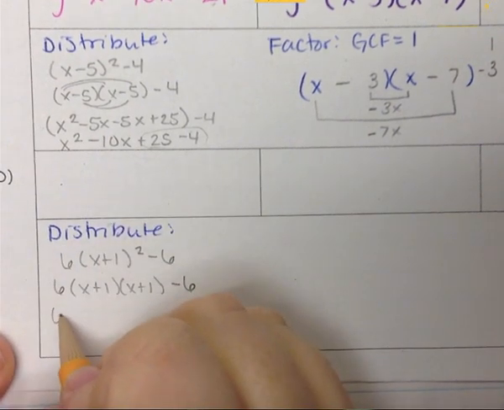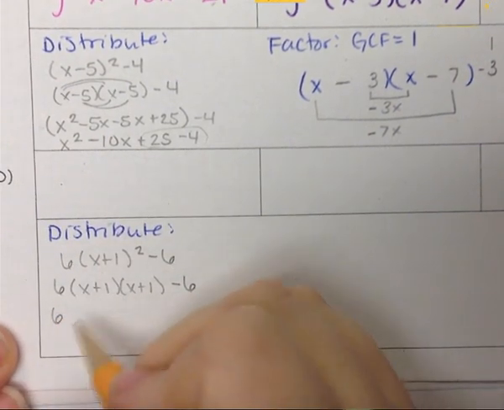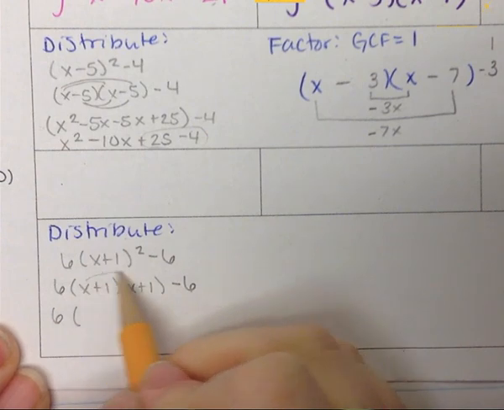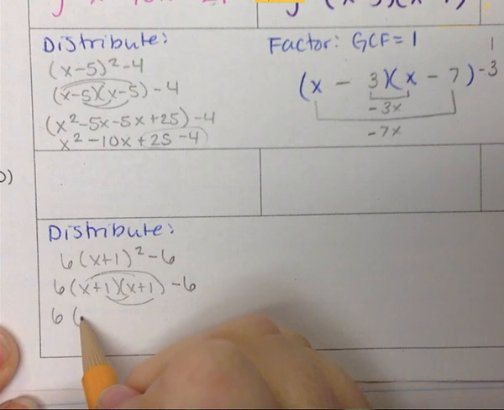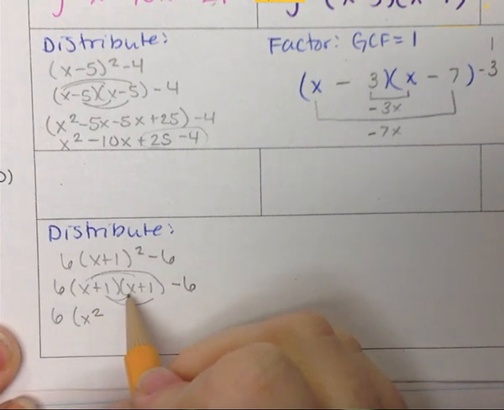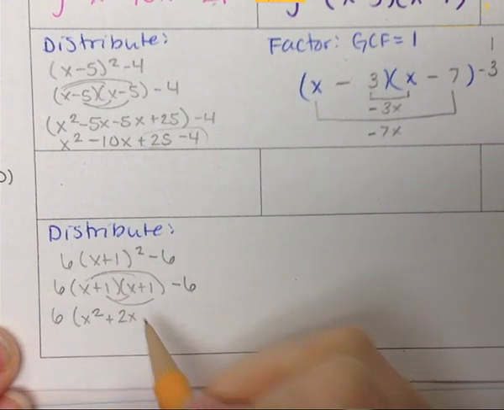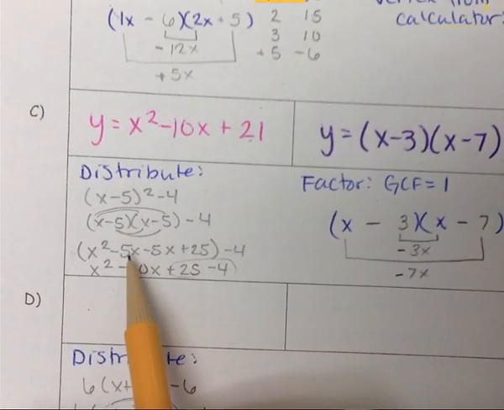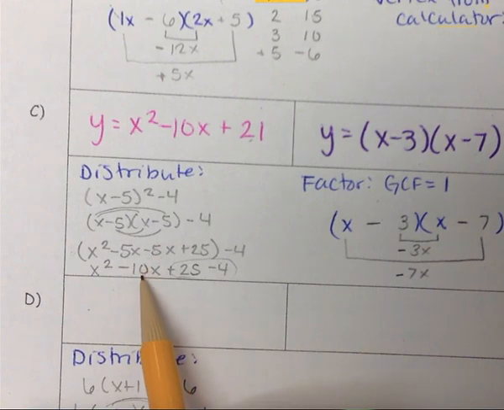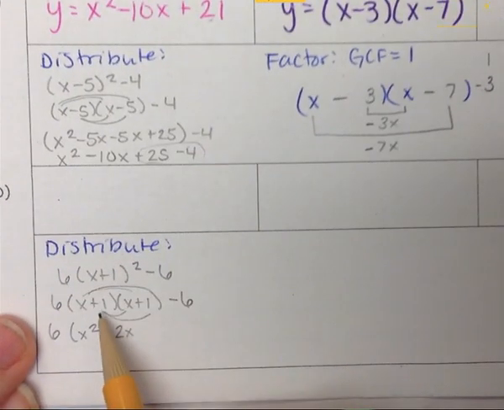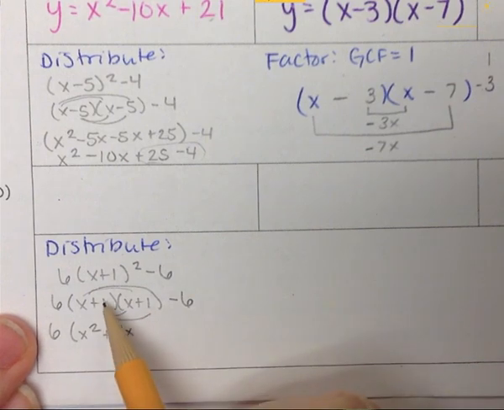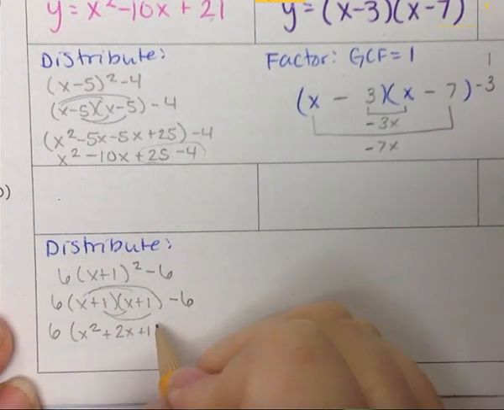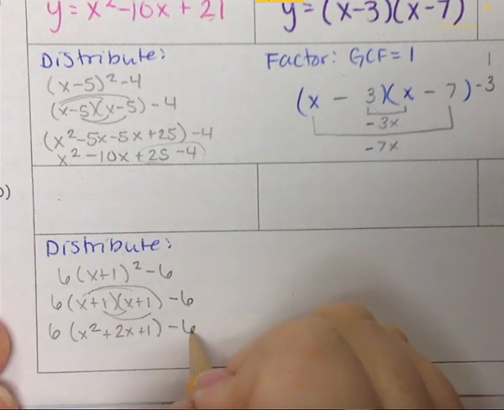I'm going to keep the 6 on the outside. We're going to go from 2 sets down to 1. We're going to have x times x, x times 1, 1 times x, and 1 times 1. X times x is x squared. And we're going to have 1x and another 1x. So I'm going to go ahead and put this as plus 2x instead of having to write it out like I did up here. Negative 5x gave me the negative 10x. So I'm just going to go ahead and put, that's going to give me a 1x and a 1x. I'm going to get 2x from that. Then a 1 times 1 is plus 1, close parentheses. Then we have that minus 6.